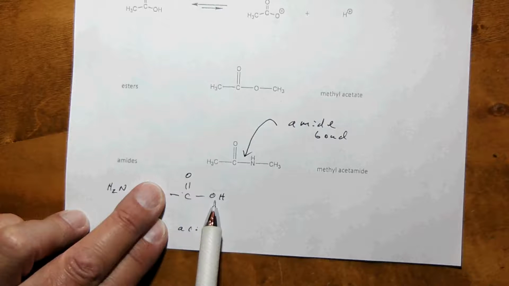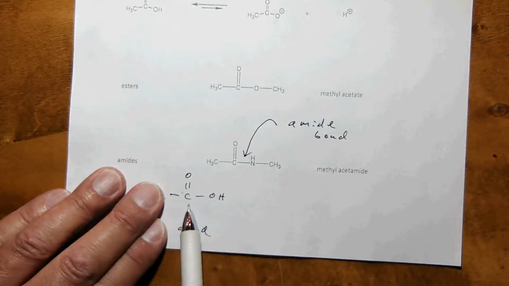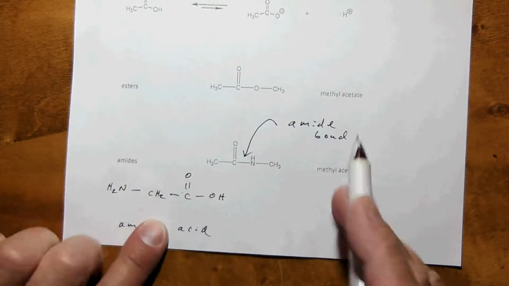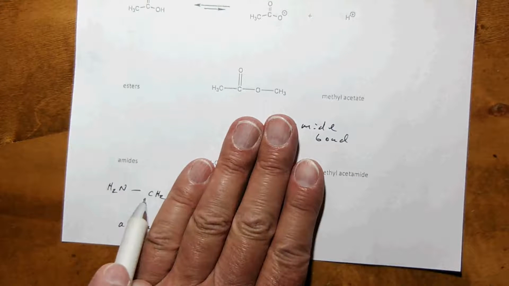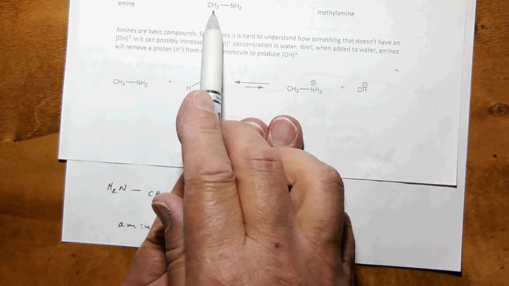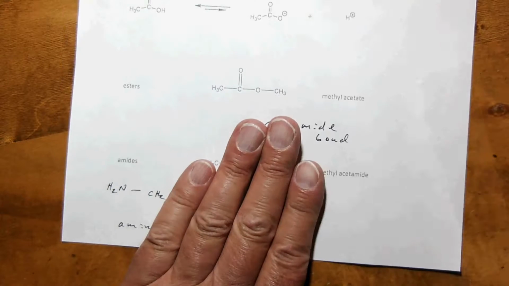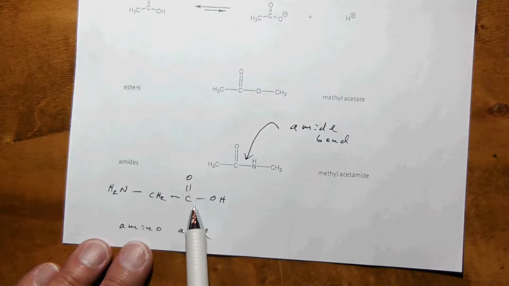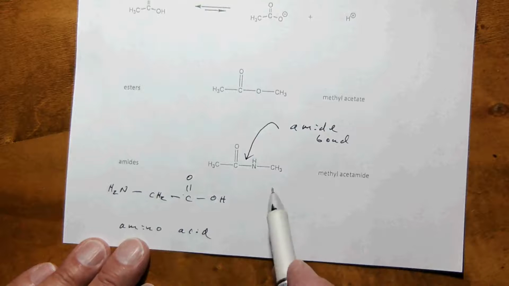Hey, you got that C double bond O going to an OH. That makes it a carboxylic acid, right? You've got NH2 plugged into a run-of-the-mill carbon. NH2 plugged into what? That makes it an amine. So this compound has two functional groups, an acid group and an amine group. The way you make amides is you react an amine with an acid.